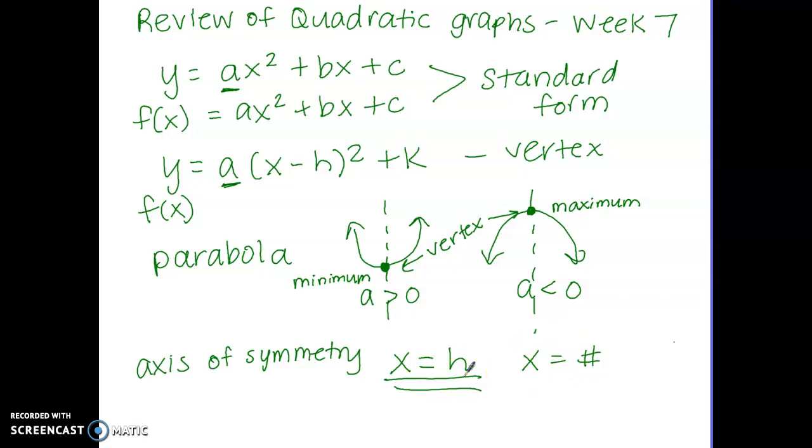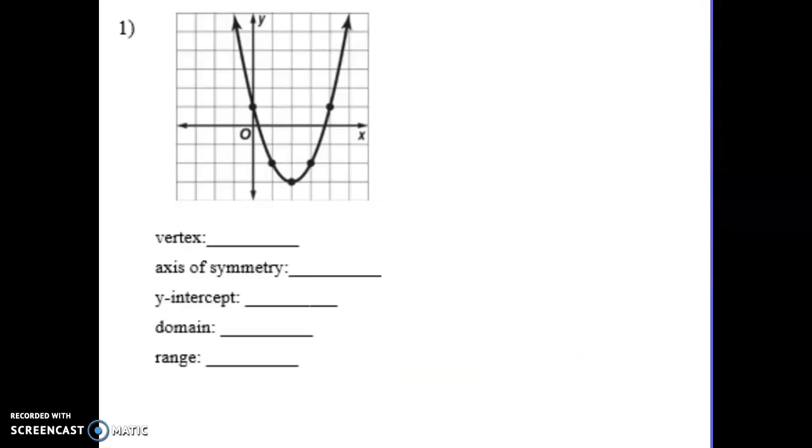Okay, so now that we had a real quick review on graphs, let's actually look at a graph and see if we can pick out some of these different things. The vertex right here is right at this point. Now, this graph is opening up, which means when we looked at the equation, A would be positive. And since it's at the lowest point here, this is a minimum. And to tell what the vertex actually is, I just need the point. So the vertex here is x is 2, and y is negative 3.